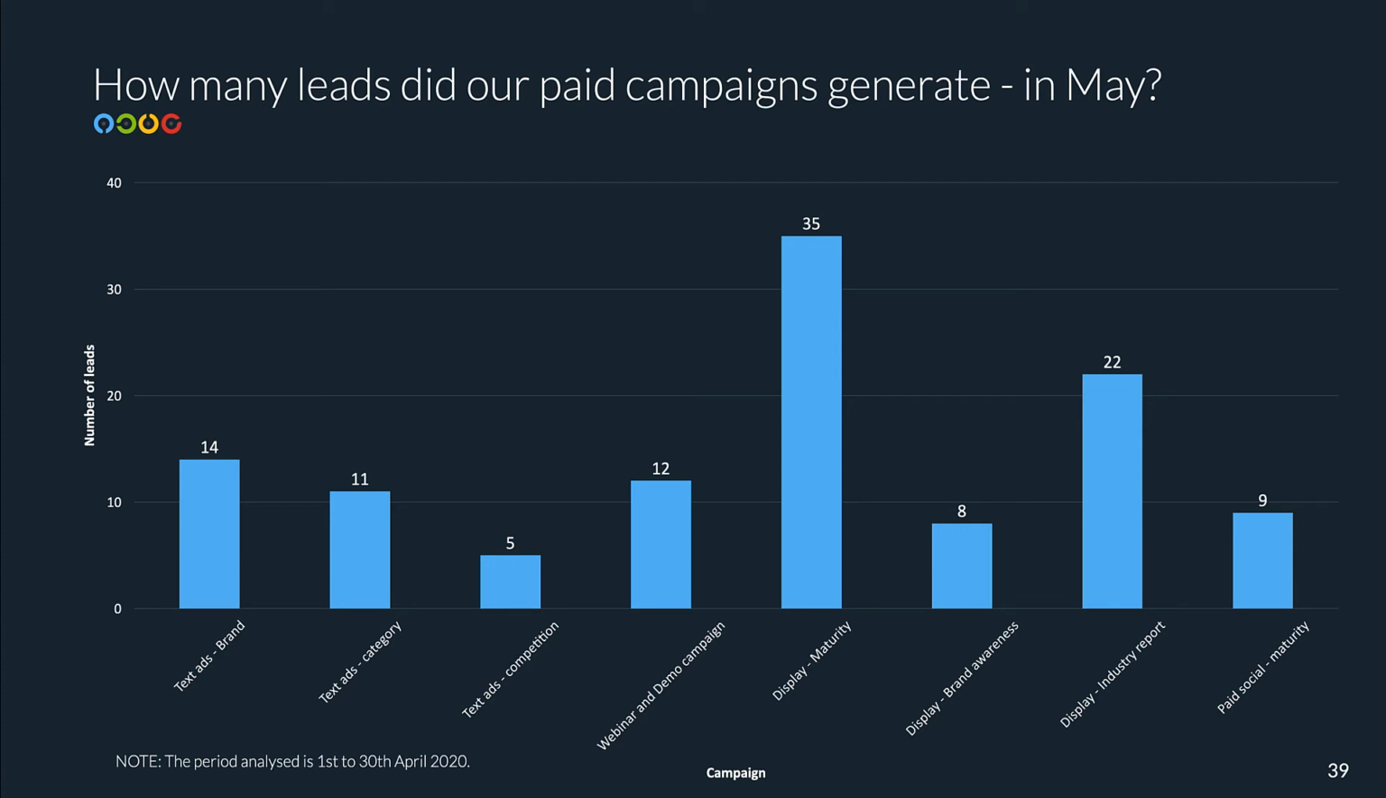In this example here, we've got a maturity campaign that's running both on display and paid social. We can see the display campaign has generated a majority of our leads. And we can also see display is working in industry reports, but overall, we can see the maturity campaign has generated the majority of our leads. Volume doesn't always equate to quality. So keep an eye on the cost per lead, and if you can, work that back to a cost per qualified lead to understand the true contribution of these campaigns.